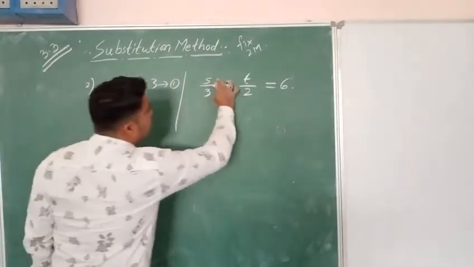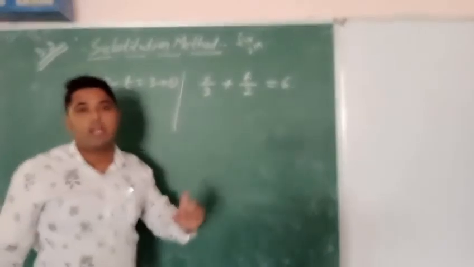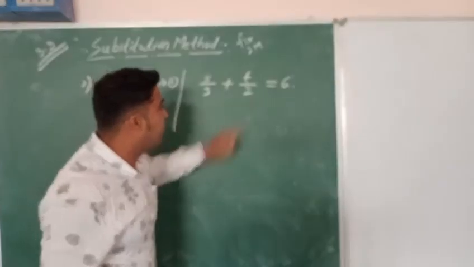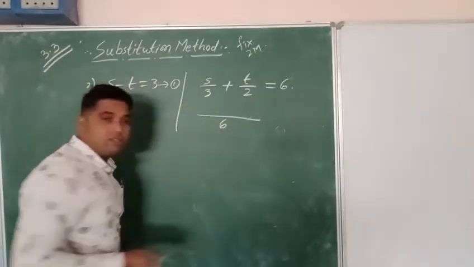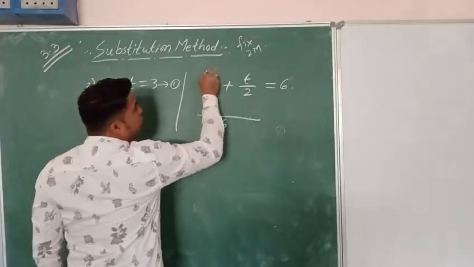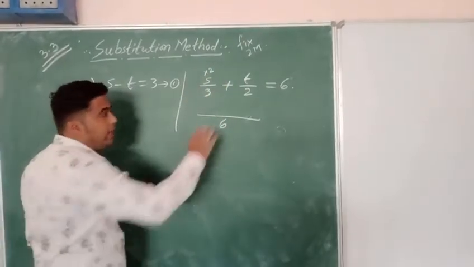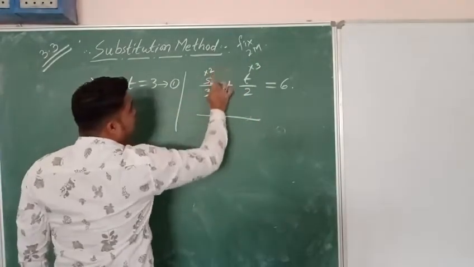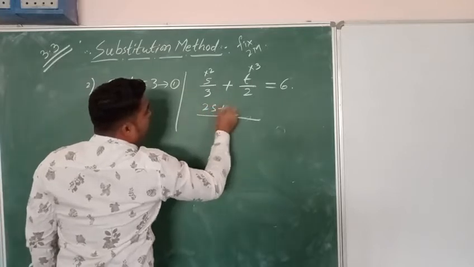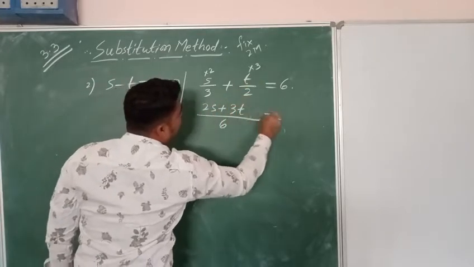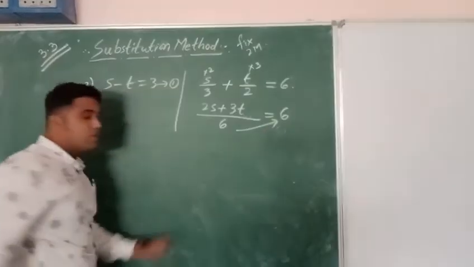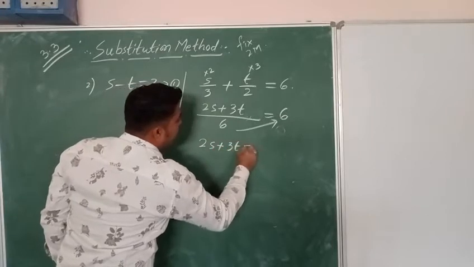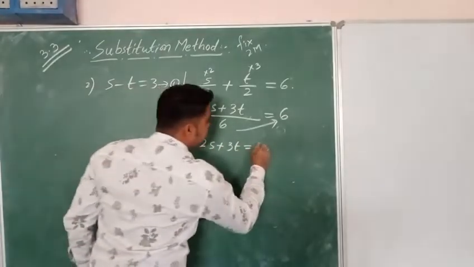But for this equation, observe these are fractions, and between the fractions, whenever a plus or minus sign comes, you must take the LCM. So now the LCM of 3 and 2 is 6. In the 3 table, when 6 comes, you should multiply at the top: 3 twos are 6. In the 2 table, when 6 comes, 2 threes are 6. Like this. Then multiply: 2 into s, 2s, plus 3 into t, 3t, which equals 6. This 6 you must cross multiply. So this becomes 2s plus 3t, which equals 6.